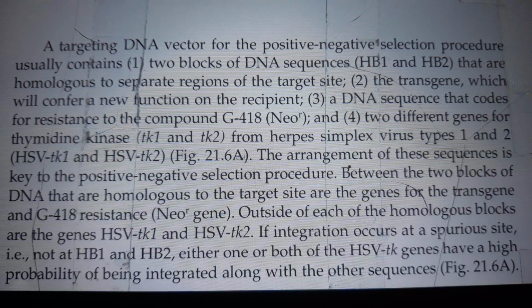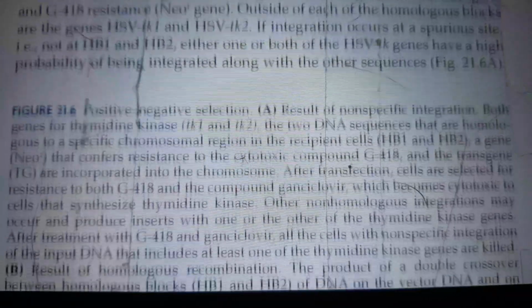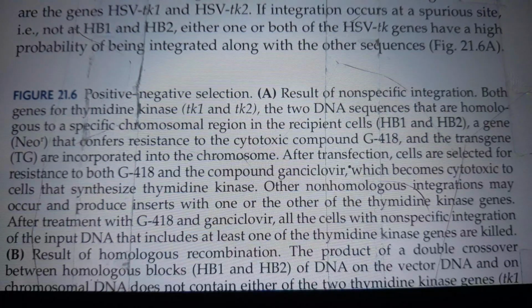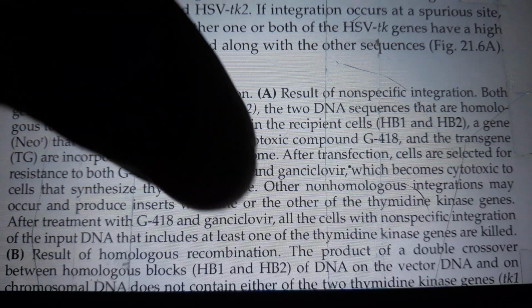HSV TK1, HSV TK2. The arrangement of these sequences is key to the positive-negative selection procedure. Between the two blocks of DNA that are homologous to the target site are the genes for the transgene and G418 resistance, NEO. Outside of each of these homologous blocks are the genes HSV TK1 and TK2. If integration occurs at a spurious site that is not at HP1, HP2, either one or both of the HSV TK genes have a high probability of being integrated along with the other sequences.